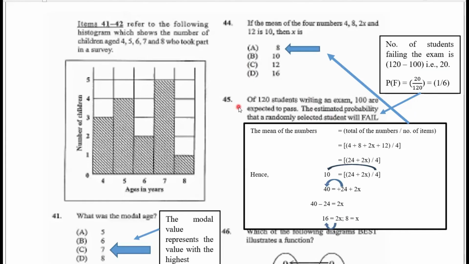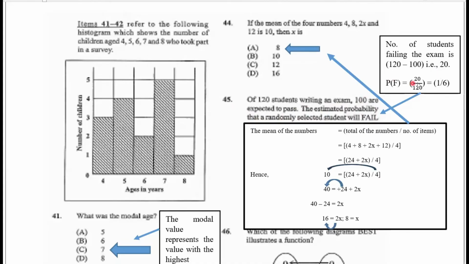45. Of 120 students writing an exam, 100 are expected to pass. The estimated probability that a randomly selected student would fail is what? Well, if 100 are expected to pass, 100 from 120, because that's the total amount of students, we get 20 students, and that is the possible number of students who could fail.